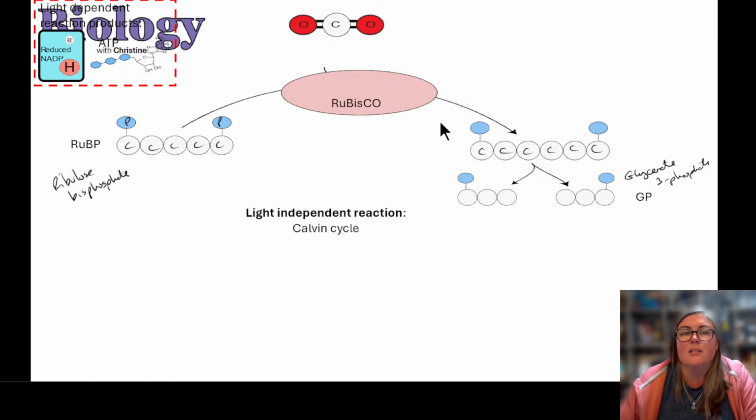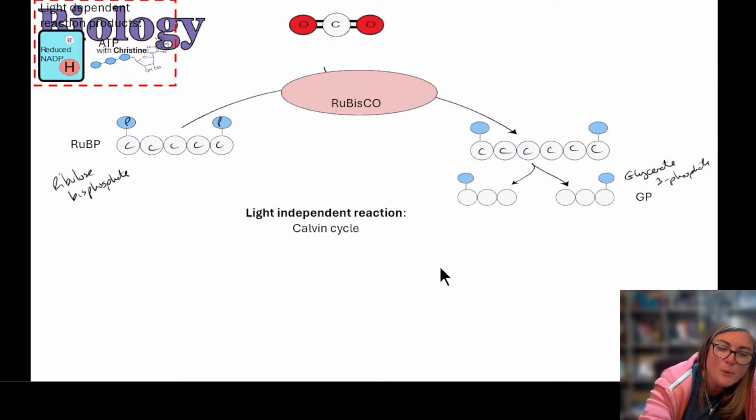Anyway, let's get back to the light dependent reaction. Nope, the light independent reaction. And that is the important part.